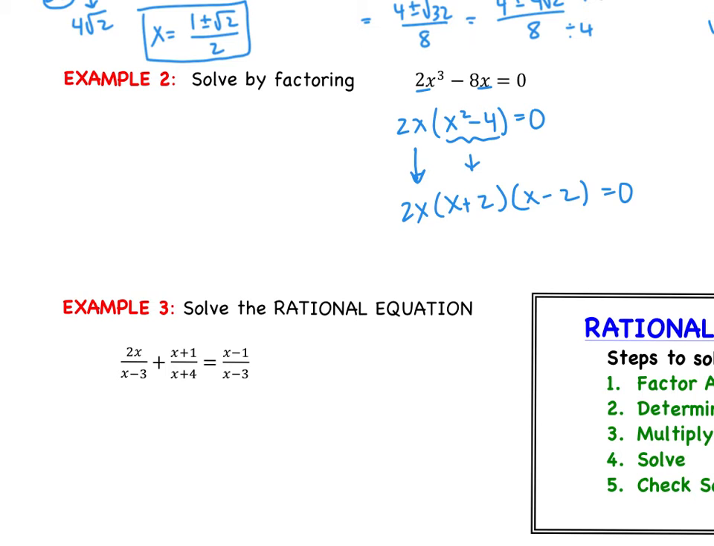And then you would set all 3 to 0. So we would get 2x equals 0, x plus 2 equals 0, and x minus 2 equals 0. Are you okay if we just leave it there and keep moving? That was the most of the problem.